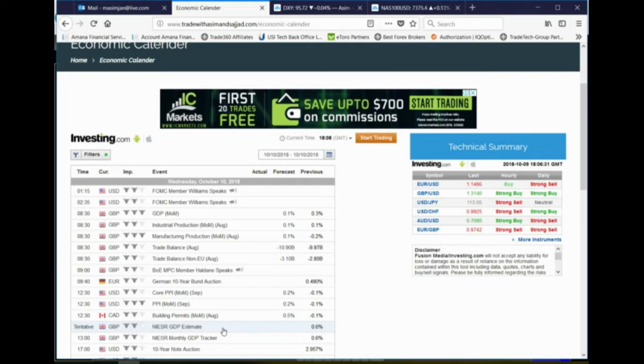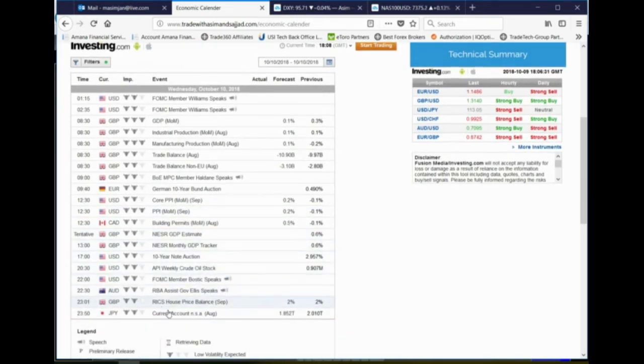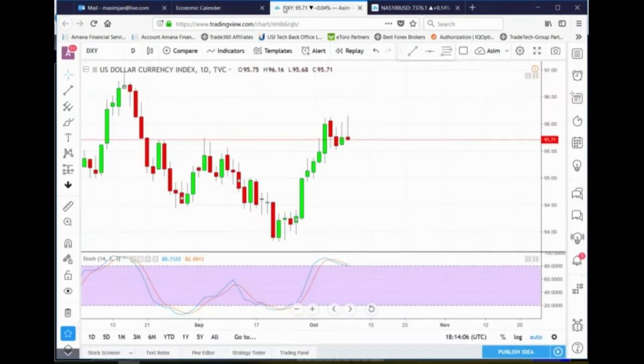Moving on to the dollar, there is PPI news coming, and there are no other further major news. There are some small news like crude oil inventory stocks and all these inventories from the US, and current account NSA from Japan for the Japanese yen. So I will further move on to dollar index.